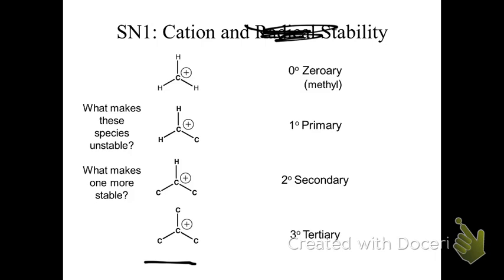Tertiary is the most stable. Okay, why do you know that? Because the poles are equal. Poles are equal. I'm going to tell you right now, your zeroary has equal poles as well. What makes each of these unstable? Charge, the positive charge, right? How can I stabilize a positive charge? You need to give it something negative. What's the easiest thing that's negative that we can try and move around?